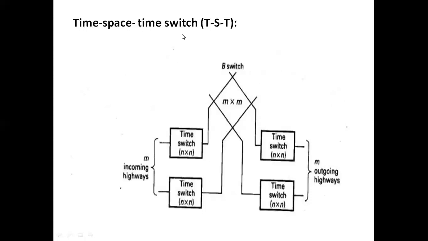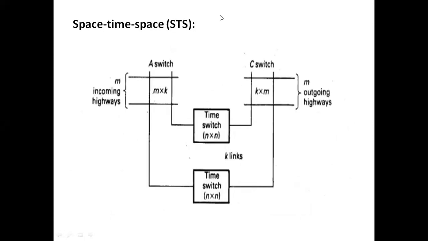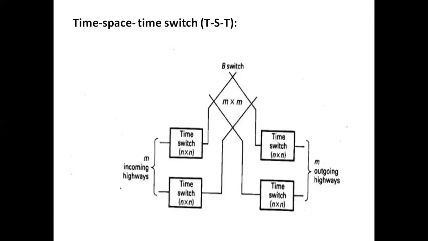Similarly, in time space time switch, which is another combination of the time and space switching, the m incoming PCM highways have individual time switches which are connected to m inputs of the B switch. After performing the space switching in the B switch, the same output will be fed into the m outgoing PCM highways, where each individual PCM highway has a time switch at the output. This is about the space time space switching and the time space time switching.